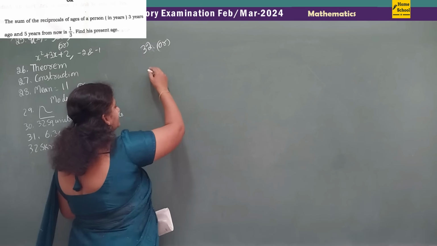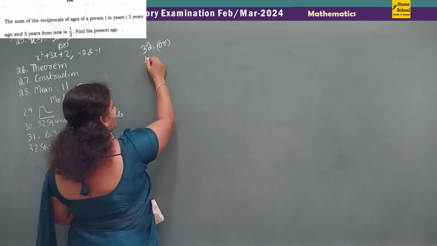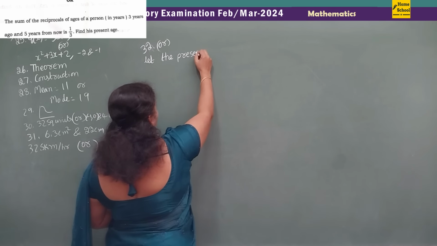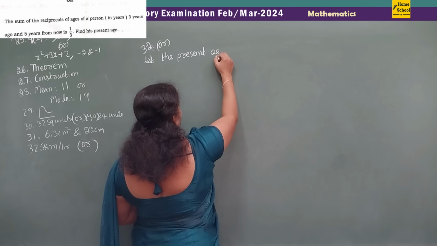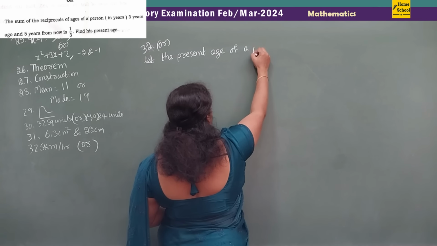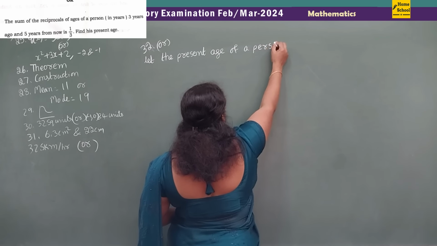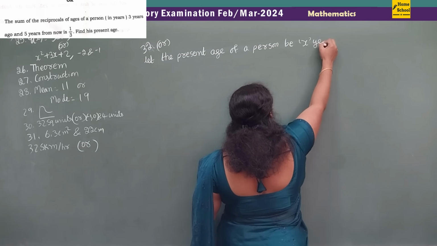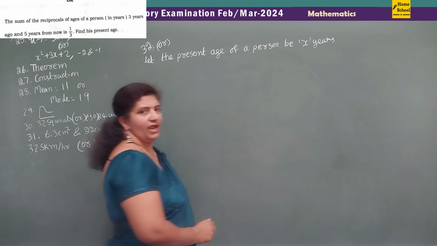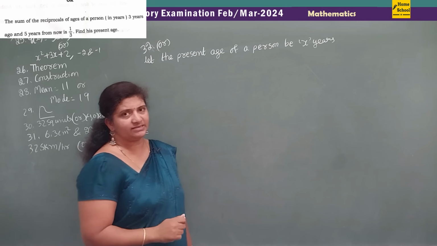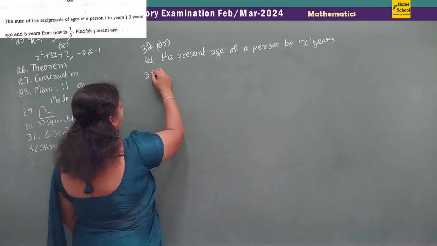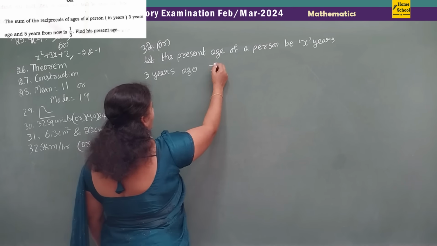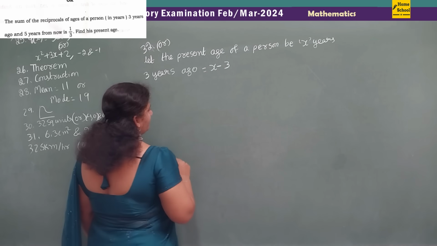Okay, let's start the problem by assuming. Let the present age of a person be x years. And now 3 years ago, what will be his age? 3 years ago, his age will be x minus 3.